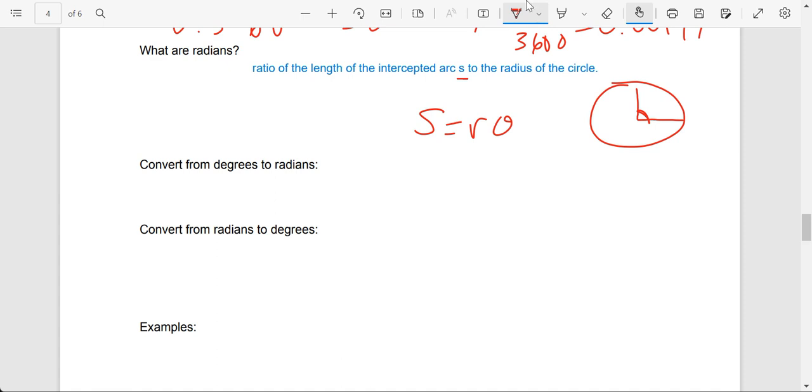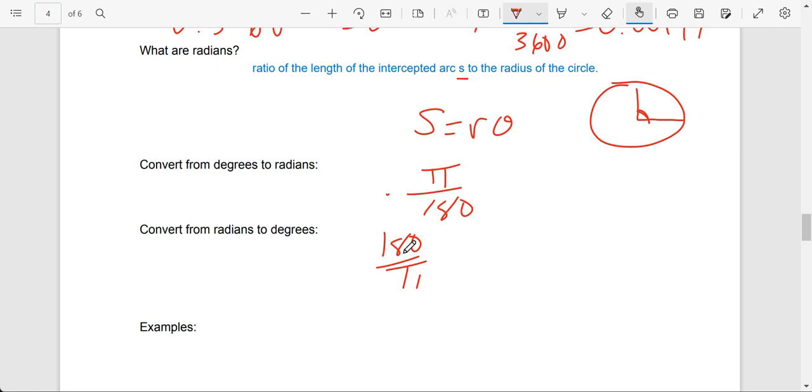This brings us to converting between radians and degrees. If I give you degrees and I want radians, multiply by pi over 180. There you'll be including a pi, and then simply simplify the fraction.